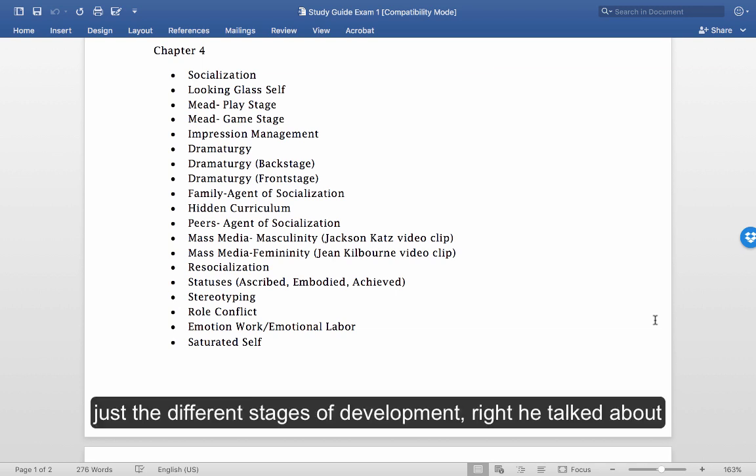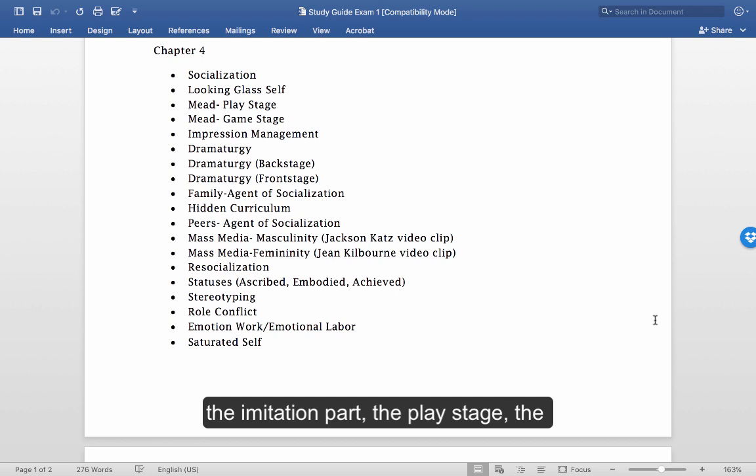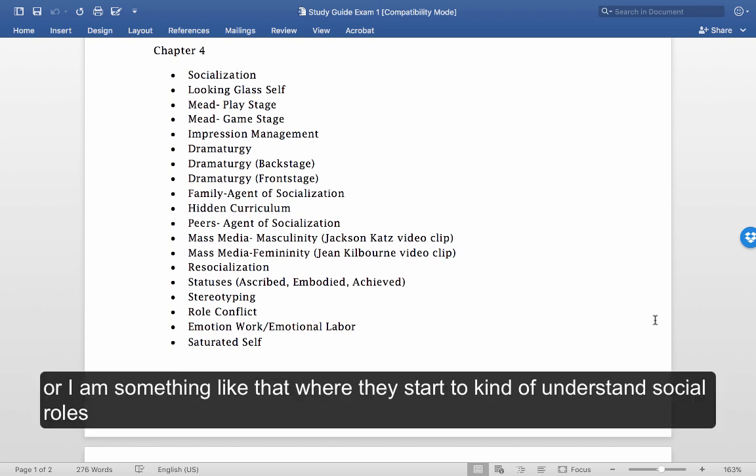Mead, just the different stages of development, right? He talked about the imitation part, the play stage, the game stage. Just that the play stage is typically when you get to the point where you're imitating the roles of others. So, like saying, I'm going to play mom, right? Or I'm a superhero, or something like that, where they start to kind of understand the social roles.